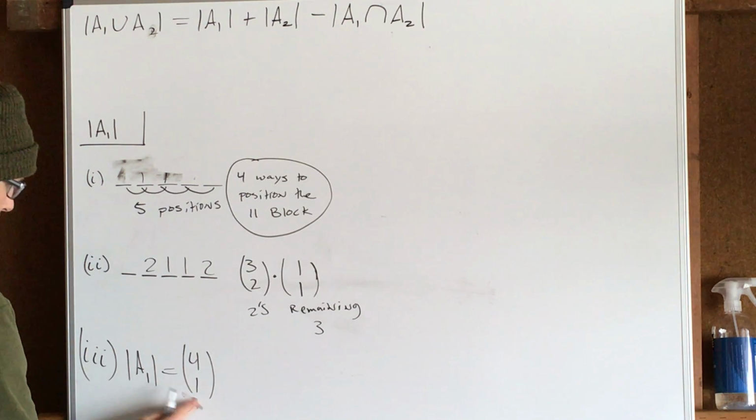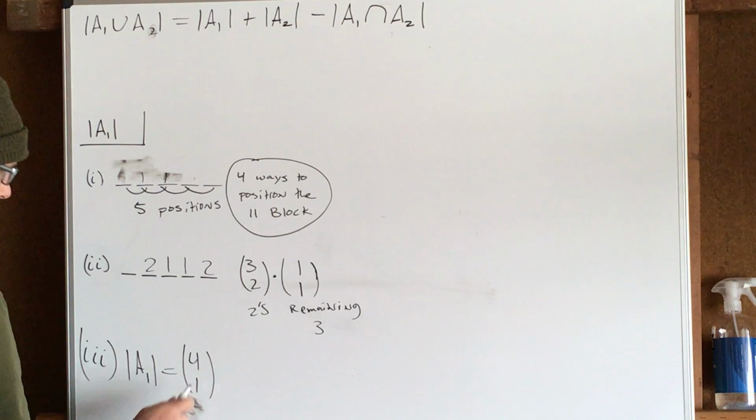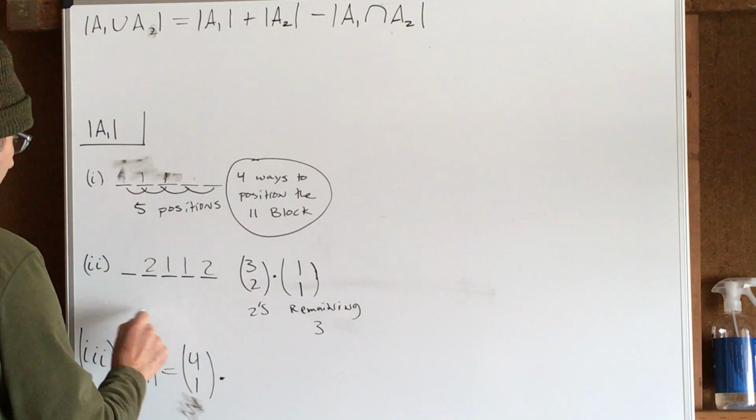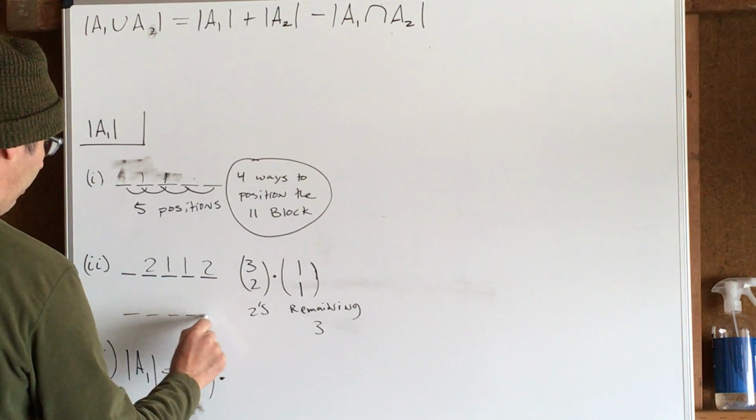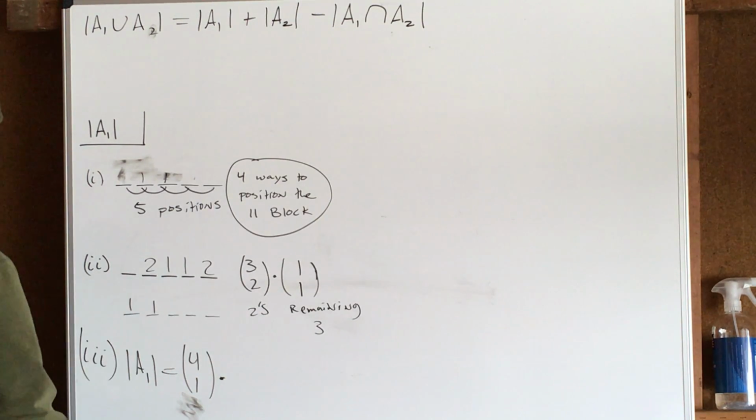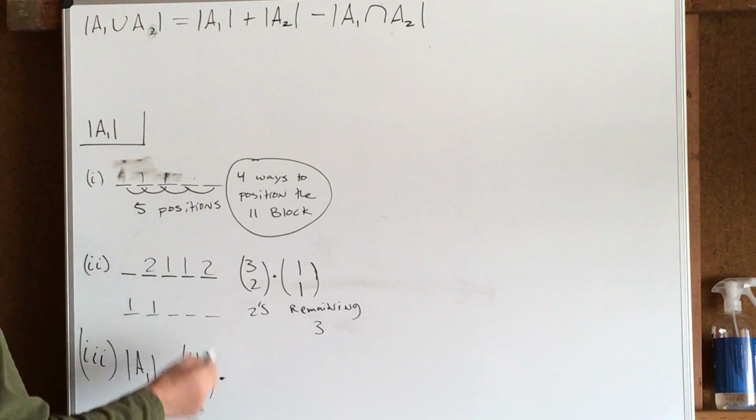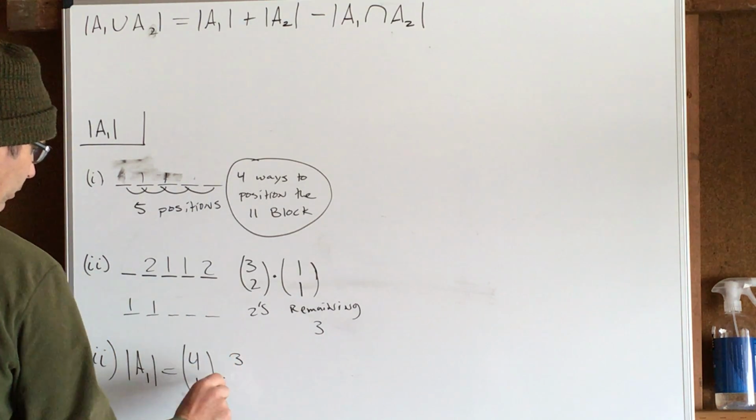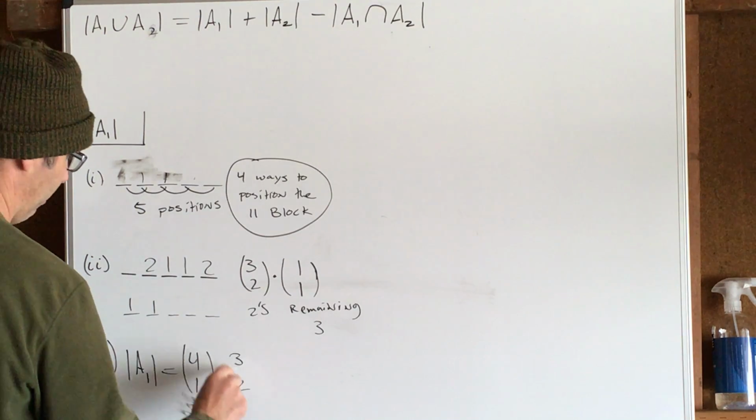Okay. Where to put the 1 1 block. Once you choose where that 1 1 block goes, maybe let's just do another one real fast. Let's say I chose the 1 1 block to go there, right? Then you can see I have 3 positions left. Choose 2 of them to be 2s.